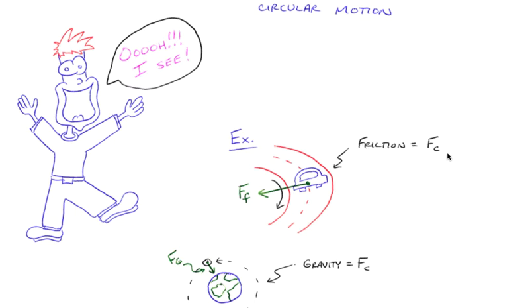Well, if we think about it, friction is what keeps your car going through a turn. If you eliminated the friction, such as maybe the roads were icy or there was an oil spill, you can hopefully realize that car is going to have a much more difficult time navigating that curve. So in this case, friction is the centripetal force.